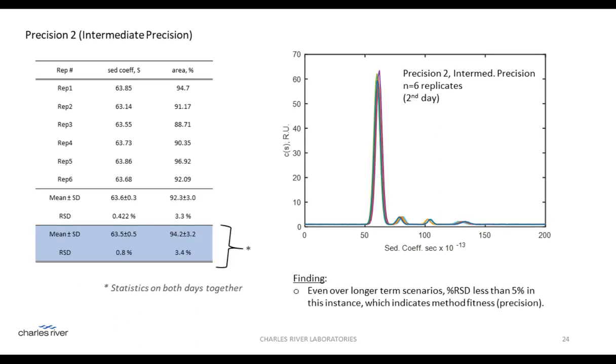And the longer-term variability, as shown here by intermediate precision, whereby the same sample was run on a second day, with a second analyst, on a second setup, again supports the notion that AUC, when applied to AAV samples, will have the kind of precision, both in repeatability and longer-term intermediate precision, that you can count on for a validated method.